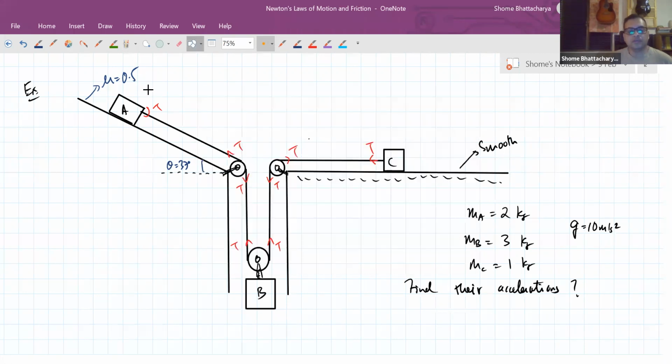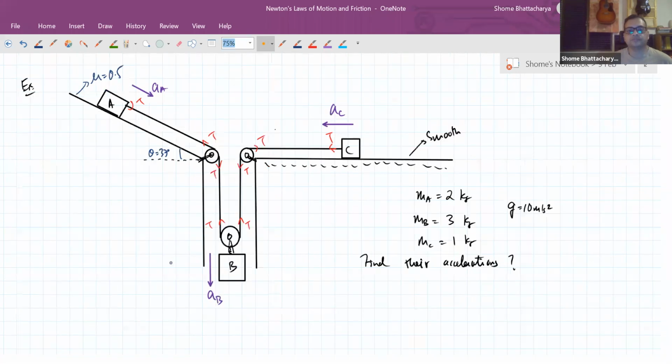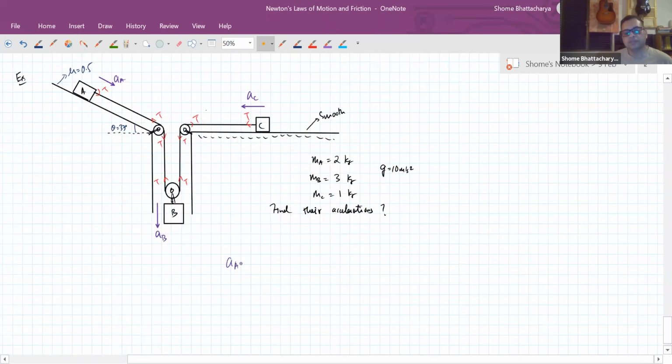relation, A has a motion down the inclined plane, C has a motion horizontally, and B has a motion vertically downwards like this. We will get the constraint relation here, that acceleration of A plus acceleration of C will be 2 times acceleration of B. So this is the constraint relation.